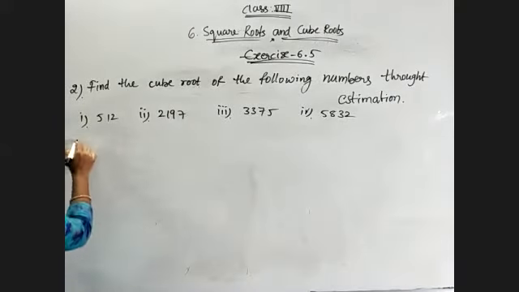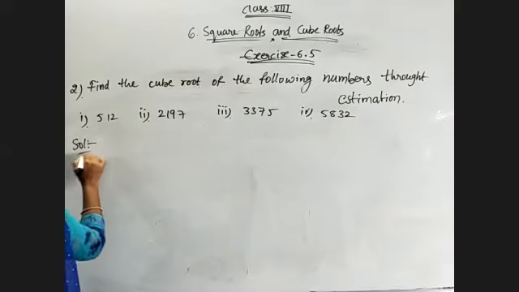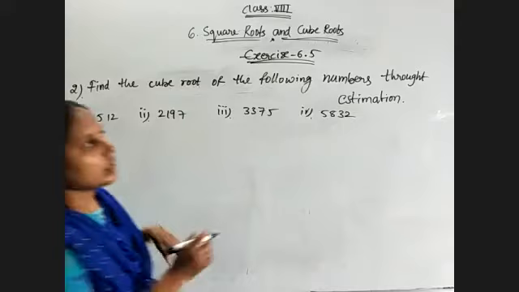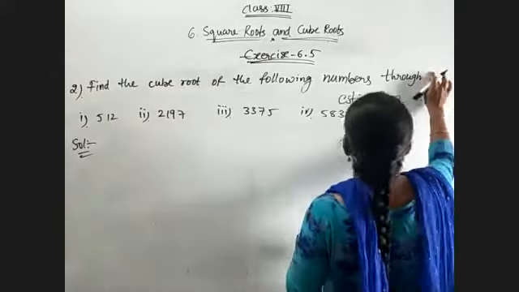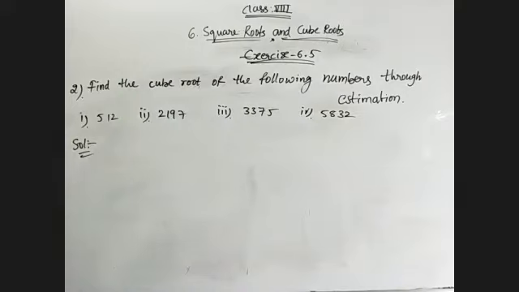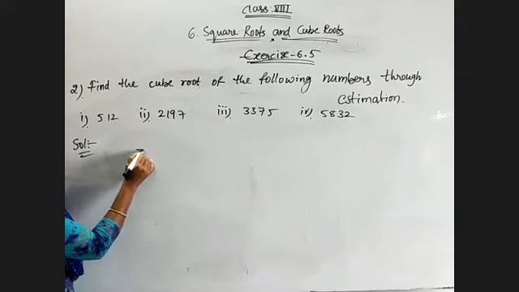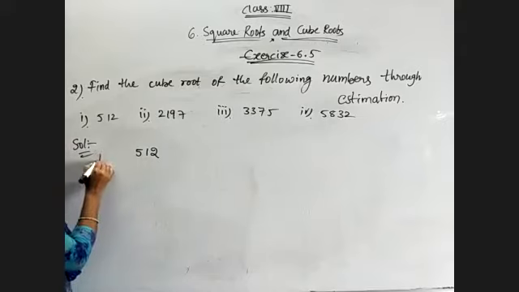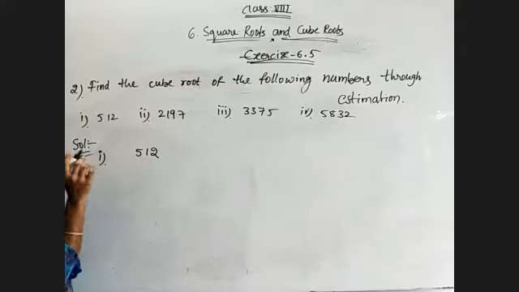Okay, just observe this question. Here they are given: find out the cube root of the following numbers through estimation. Means instead of prime factorization, we need to use the estimation method. Observe, it is 512. In the estimation method, first of all, group three digits by taking a bar upon those 3 digits.